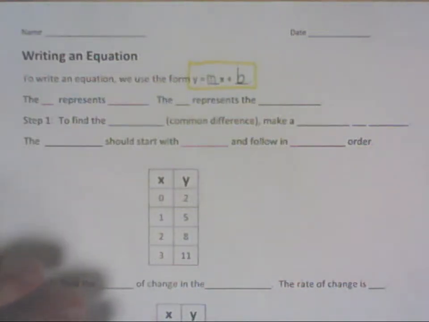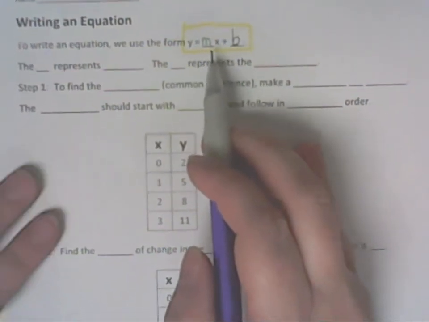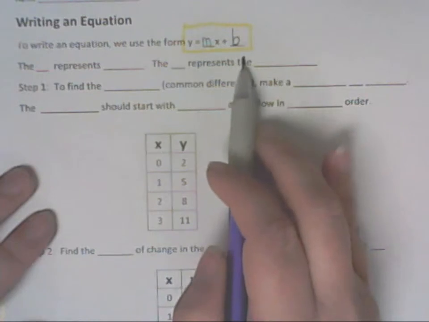Hey everybody, today we're going to learn about writing an equation and a formula that you'll use a lot in Algebra 1. So in the first blank I want you to go ahead and write the equation we're going to be using. It's y equals mx plus b.